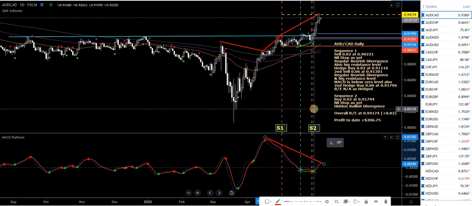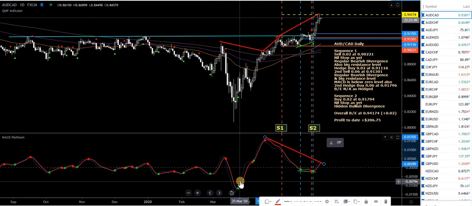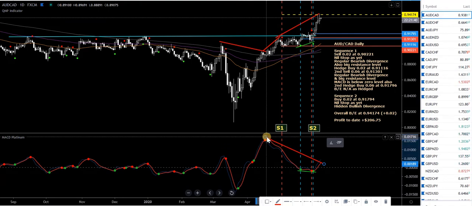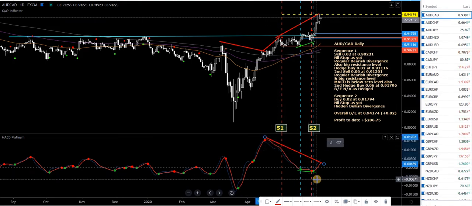And looking at this, I should have already been out of half of this. Generally, the MACD Platinum, which is this bottom indicator, is a zero lag MACD. It oscillates around this zero level, which is this dotted line. If it's above the zero level, I'm looking to sell. If it's below the zero level, I'm looking to buy.